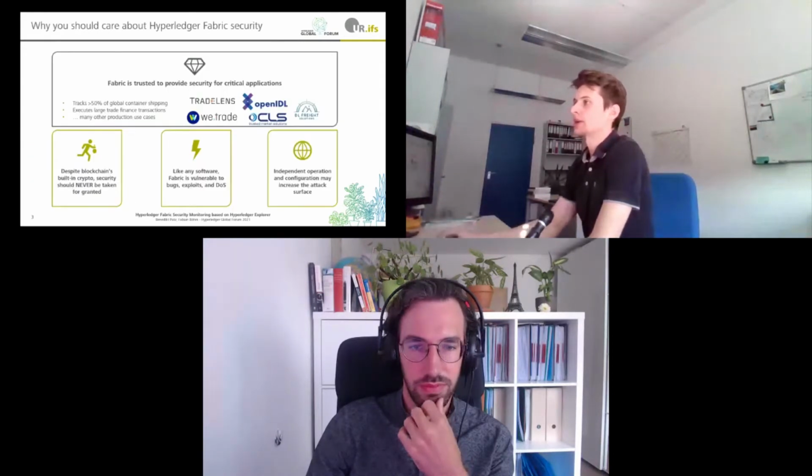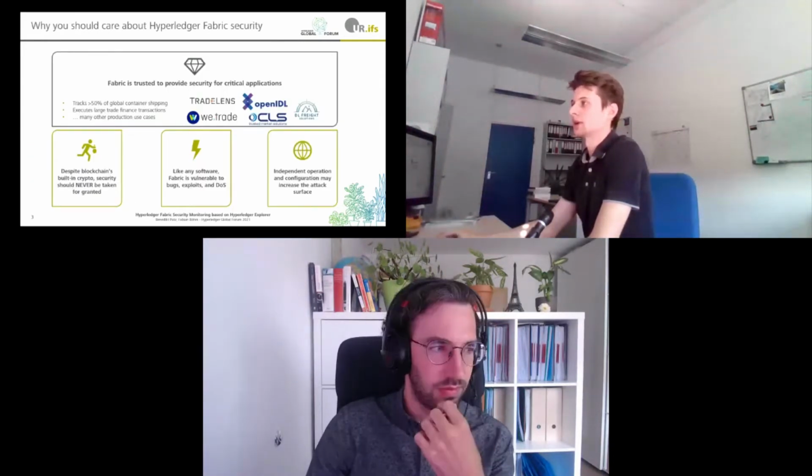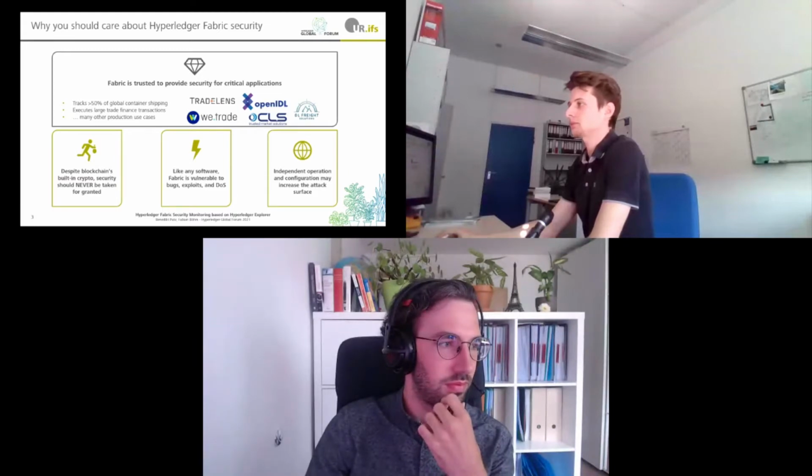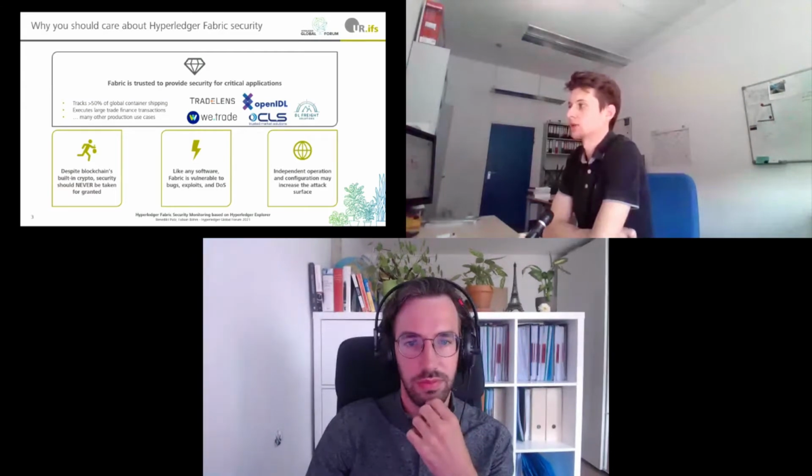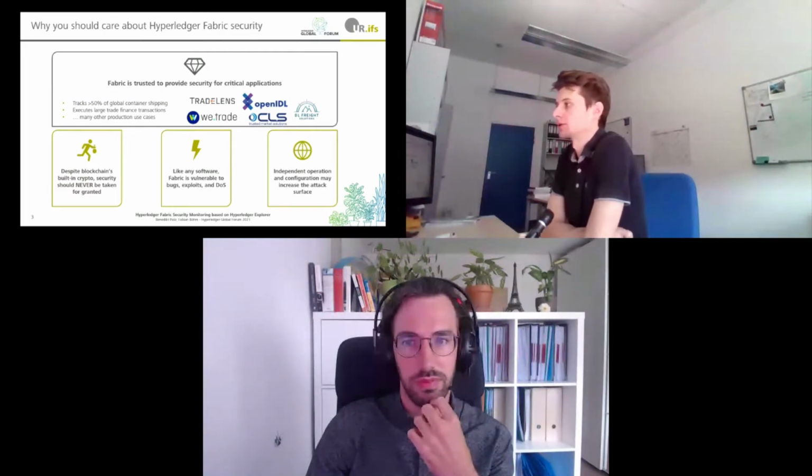So why should you actually care about Hyperledger Fabric security? Fabric is trusted to provide security for a lot of critical applications. For example, there is the TradeLens platform that I'm sure most of you have heard of. Then there are other platforms like WeTrade, OpenIDL, etc., who are all using Hyperledger Fabric in production right now.